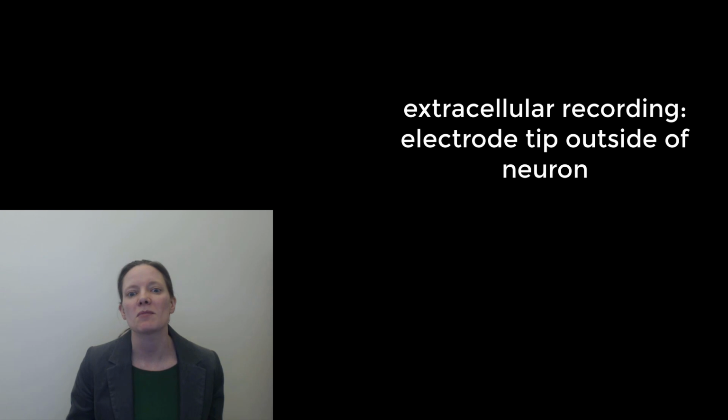You can also just get the tip of that electrode close to the neuron on the outside to perform what's called an extracellular recording. Extracellular recordings are a little more robust to small movements of the tissue relative to the electrode. So they're more typically used when you're recording from an animal that's awake and moving around.